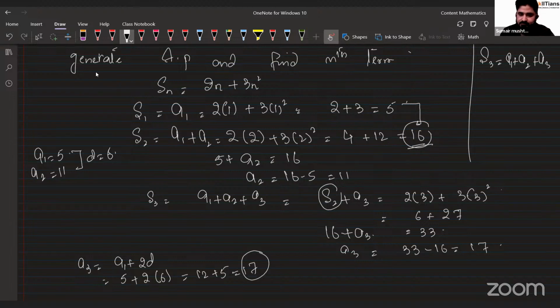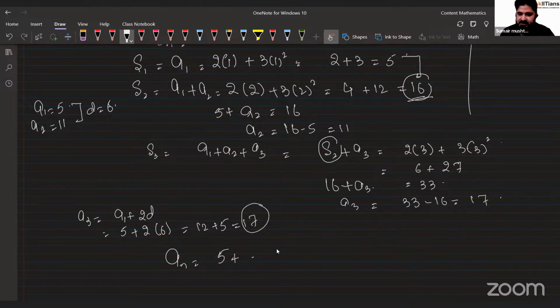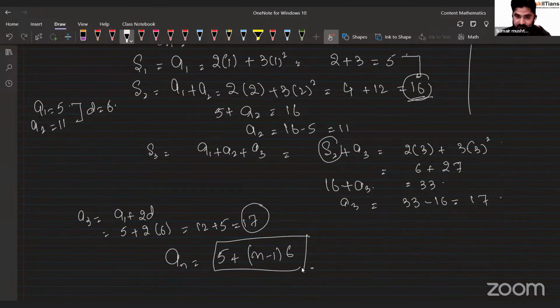Easy. Okay, so what will be your nth term? A, what's A? 5 plus n minus 1. What's D? Common difference is 6. So this is your nth term. Simple. Clear? I hope there is no confusion in it. Give thumbs up in the chat.